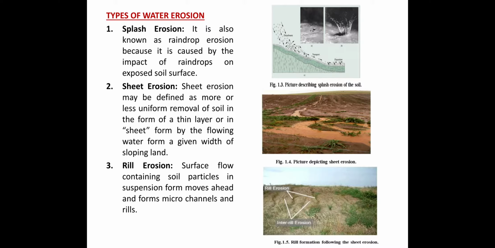In figure 1.3, you can see the picture describing splash erosion of the soil, right? There you can see a picture in the right upper corner. There is an impact of a raindrop over the exposed soil surface, and you can observe the splashing of some soil particles into the air.